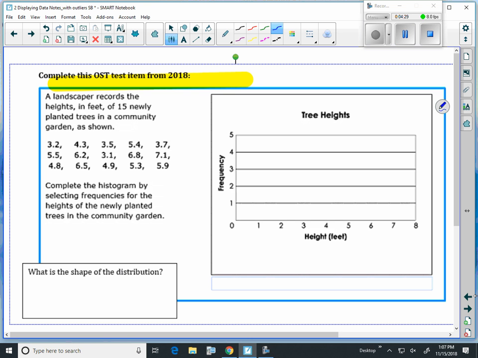What about between 1 and 2? Are there any numbers between 1 and 2? No. What about 2 and 3? It has to be like 2 point something. No. What about between 3 and 4? Yes. 3.2, 3.5, 3.1, 3.7. So that's 4. Here's how you do that: you go up to 4 and draw your bar there.